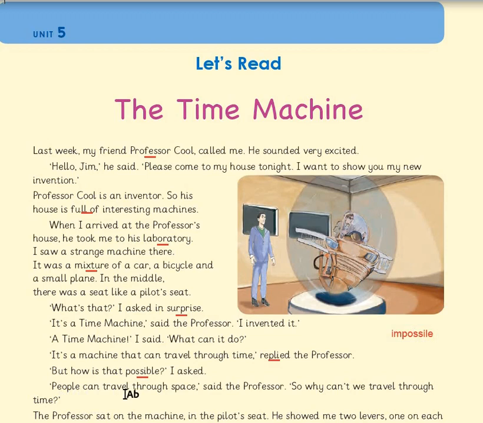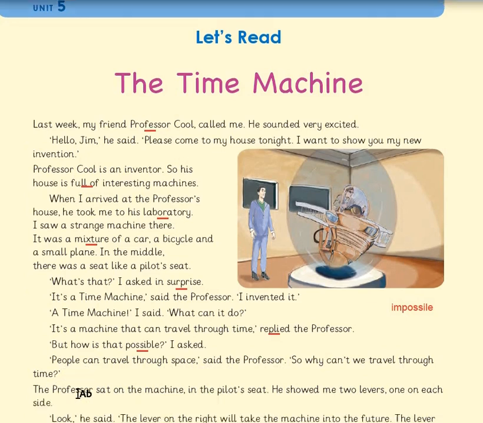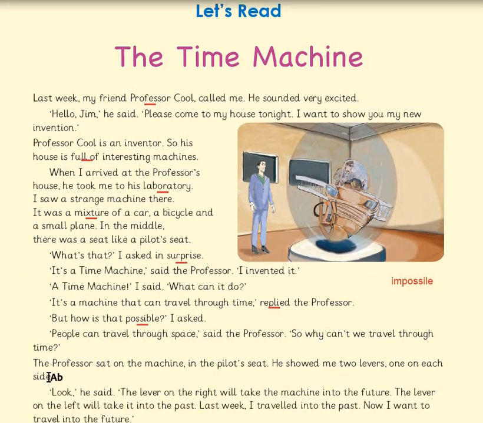People can travel through space. يمكن للناس السفر عبر الفضاء. Said the professor. So why can't we travel through time? لماذا لا يمكننا السفر عبر الوقت؟ Okay. The professor sat on the machine، جلس في الآلة. In the pilot's seat، في مقعد القبطان، قائد الطائرة. He showed me two levers. أراني two levers.